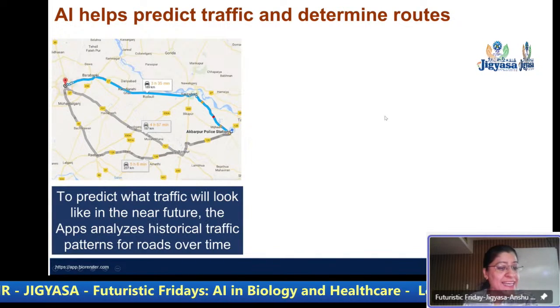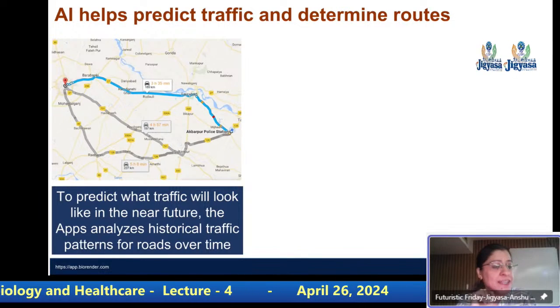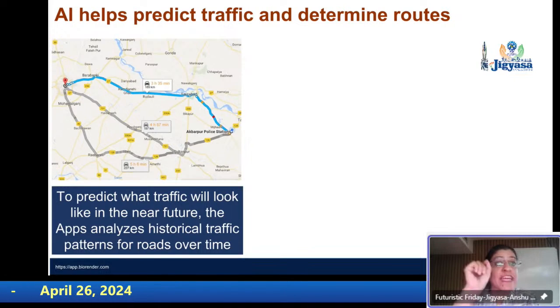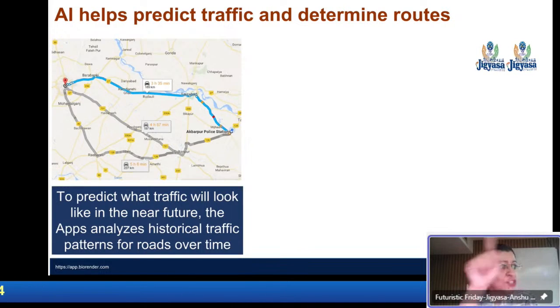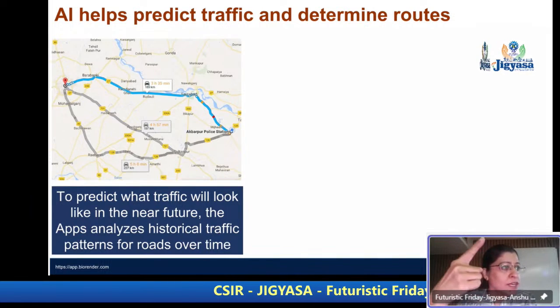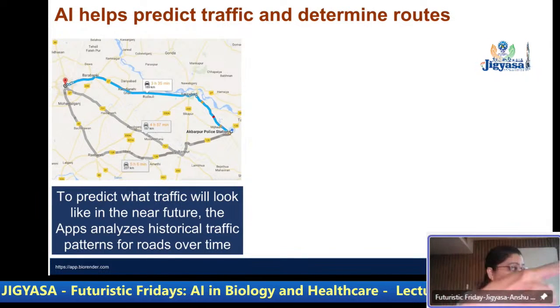Database, very good. So basically, these apps are analyzing historic traffic data. The historical traffic patterns allow these maps to give you a very real-time estimate of what is the shortest route. That is what is happening. They are learning. They are learning very, very fast to give you a very realistic estimate of what route to take.